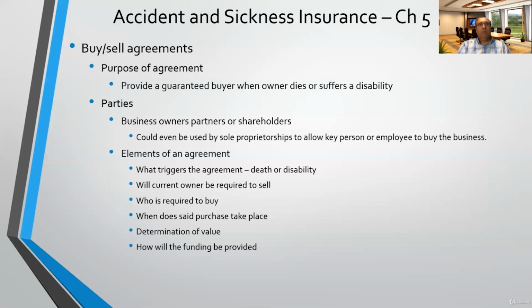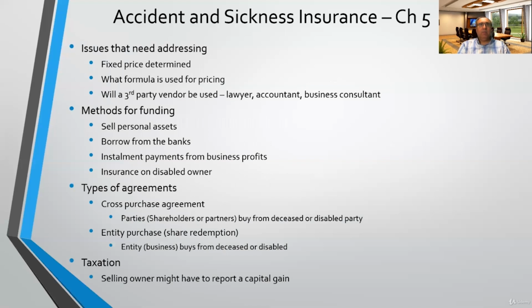And who is required to buy? The other partner or partners. They are required to buy the shares. And when does the purchase take place? Like we said, we need a trigger date. And how do you determine the value of the business? If the business is worth $1 million or 2 million or 4 million, how do you determine the value of the business? And how will the funding be provided? The funding is usually through insurance. So these things have to be in the agreement.